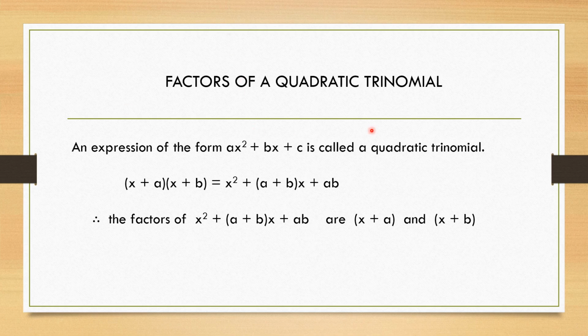Factorization of a quadratic trinomial. First, let us understand what is a quadratic trinomial. An expression of the form ax squared plus bx plus c is called a quadratic trinomial. The factors x plus a multiplied by x plus b will give you x squared plus (a plus b)x plus ab. So we can say the factors of this expression x squared plus (a plus b)x plus ab are x plus a and x plus b.